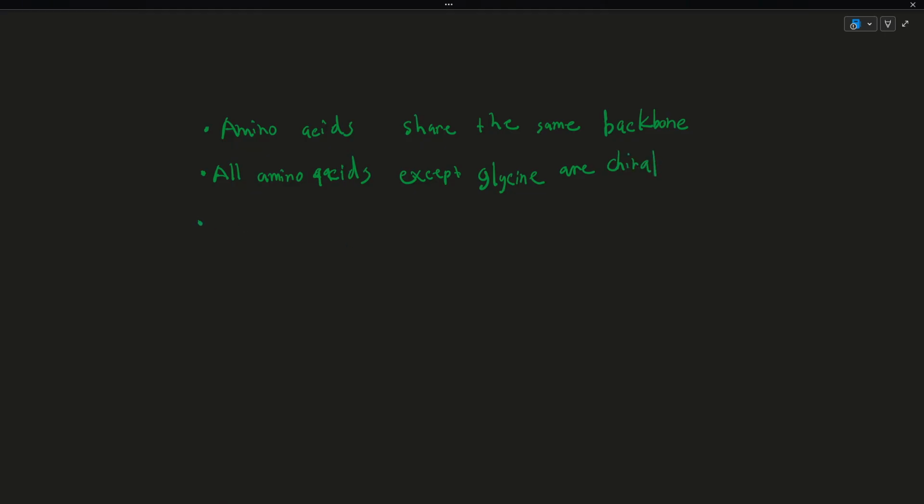And the last thing, we talked about the different orientations of amino acids, the L and D, where the amino group is on the left and right, respectively, and how the L-amino acid orientation is the only one found in the human body, while the D amino acid orientation isn't.